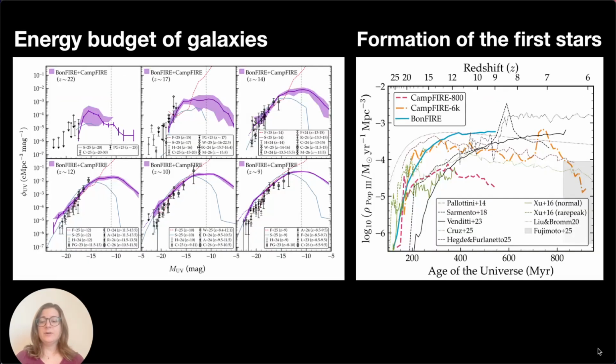We can also make very quantitative predictions for the galaxies in the BonFIRE and CampFIRE simulations and compare those to existing models and observations of the early universe. So we can do things like diagnose the energy budget of galaxies with the UV luminosity function at the left here, and that tells us a lot of information about what's driving one of the last major phase transitions in the universe. Furthermore, we can make predictions for the formation of the very first stars, which are also called population 3 stars, which have an outsized effect on galaxy formation in the early universe.